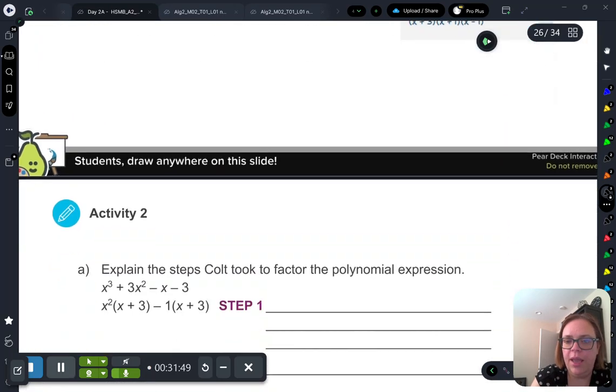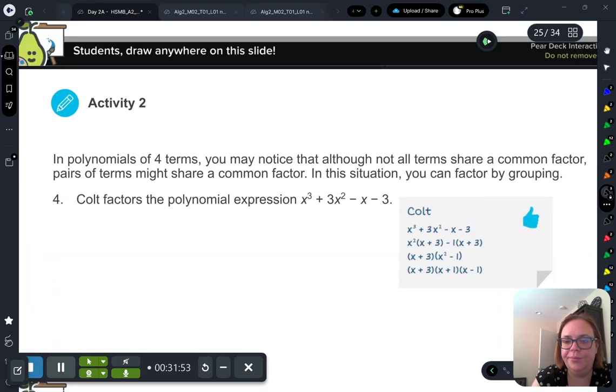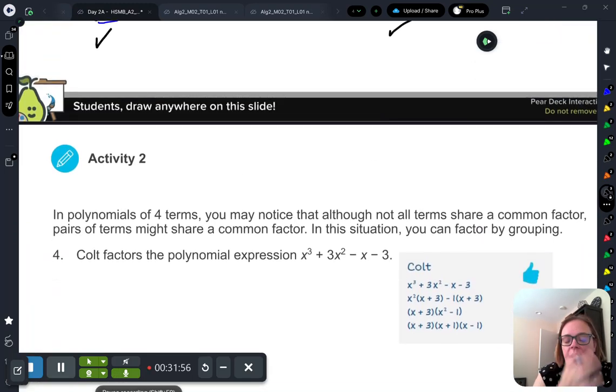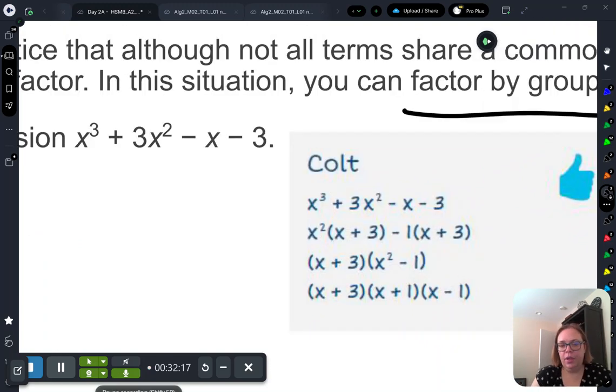Let's go ahead and talk about something called factoring by grouping. Okay, in a polynomial of 4 terms, you may notice that although not all terms share a common factor, pairs of terms might share a common factor. In this situation, you can factor by grouping. Okay, so let's look at Colt's work here. We had x cubed plus 3x squared minus x minus 3.